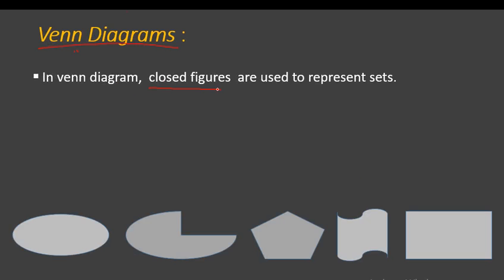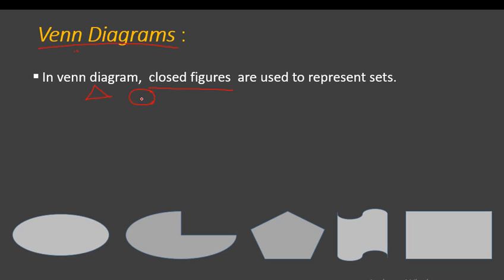Closed figures means, if this is a figure, we can say this is not a closed figure. Why? Because the interior part is not completely separate. Now if we complete it this way, then this figure will become a closed figure. Let's take another example. Here we have a circle, but the circle is not complete, so we say this is not a closed figure. And now if we complete this circle, then we say this is a closed figure.